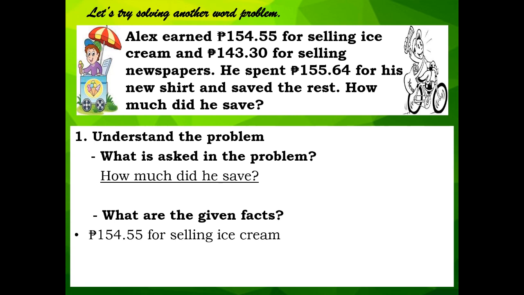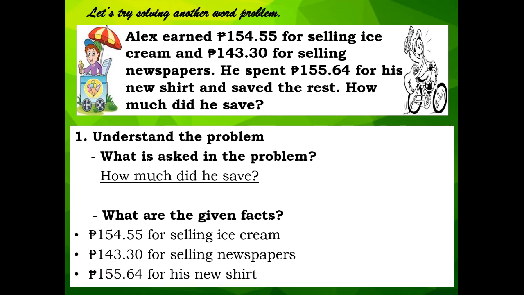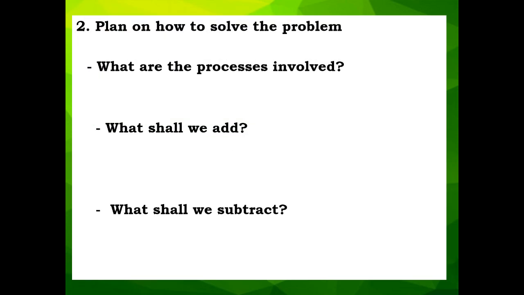154 pesos and 55 centavos for selling ice cream, 143 pesos and 30 centavos for selling newspapers, and 155 pesos and 64 centavos for his new shirt. And now, on planning how to solve the problem, the question is, what are the processes involved? Addition and subtraction. That's right.